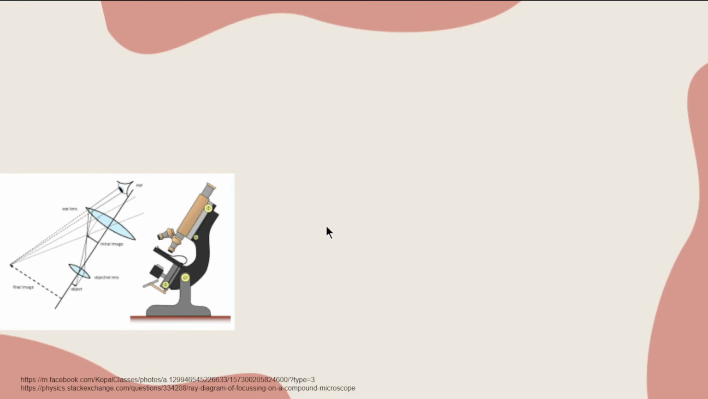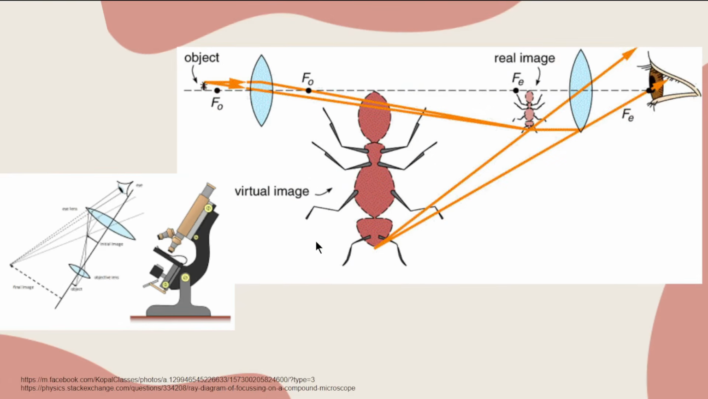So, para mas makita natin, halimbawa kayo ay nag-e-examine ng specimen ng langgam, maliit yan. This is your object. Again, the light rays coming from the bottom of the microscope, pictured a while ago, would cause the light rays to converge.